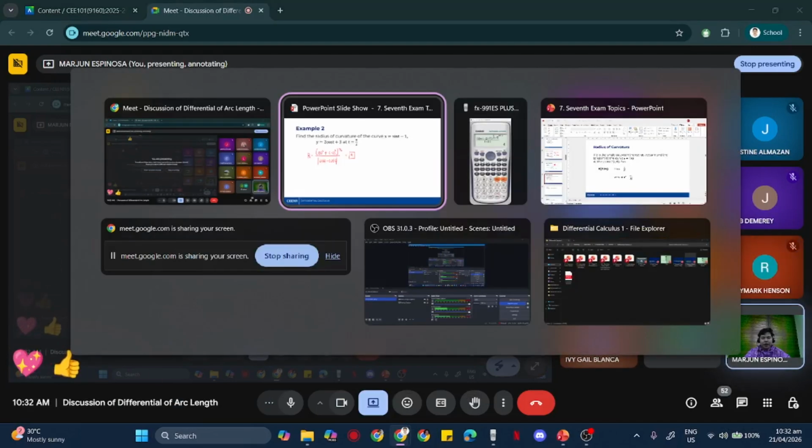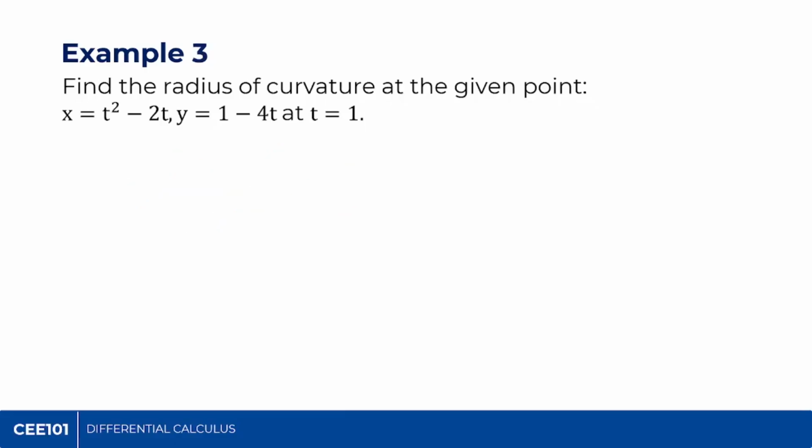Okay. Sige. So, problem number 3. Find the radius of curvature at the given point. x is equivalent to t squared minus 2t, y is equivalent to 1 minus 4t, at t is equivalent to 1. So, expect that most of the time, we will be dealing with parametric equations because yung first topic natin, no, parametric equations. So, radius of curvature for parametric equations din.